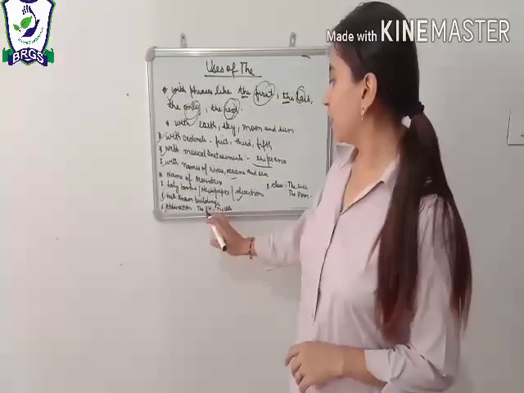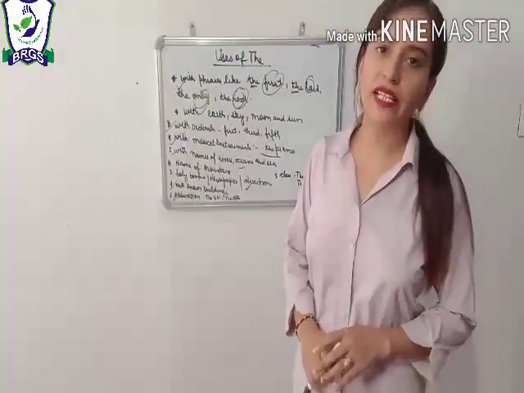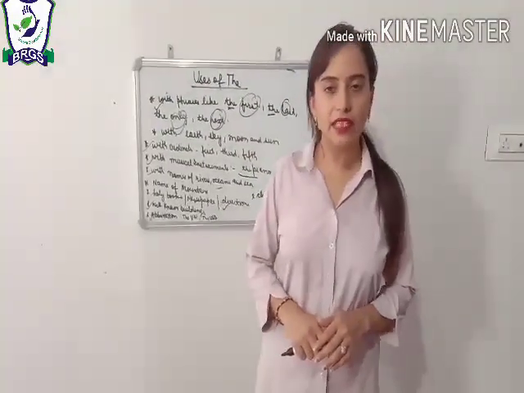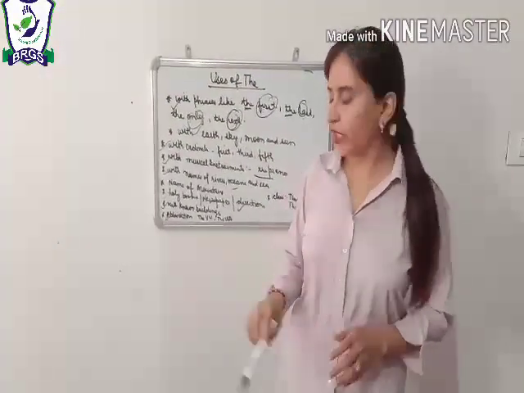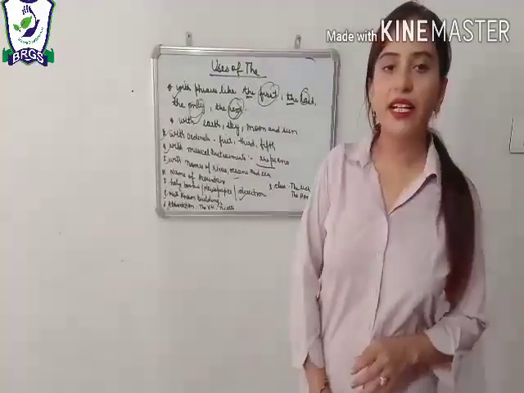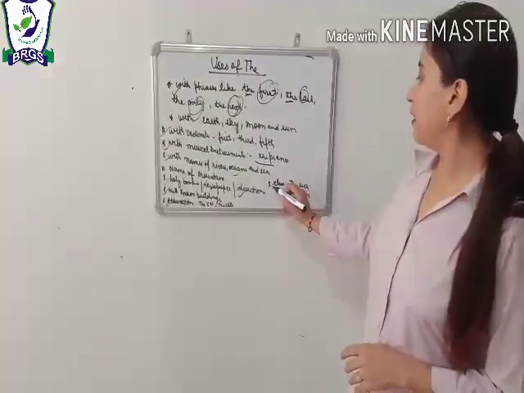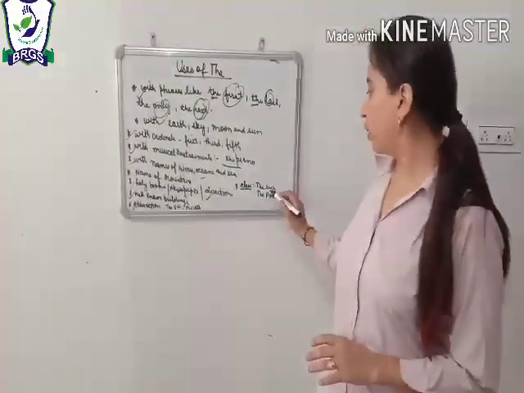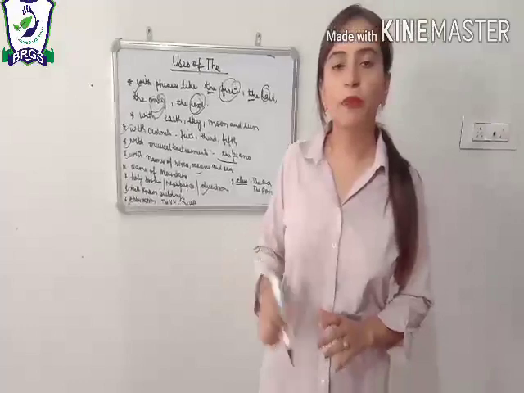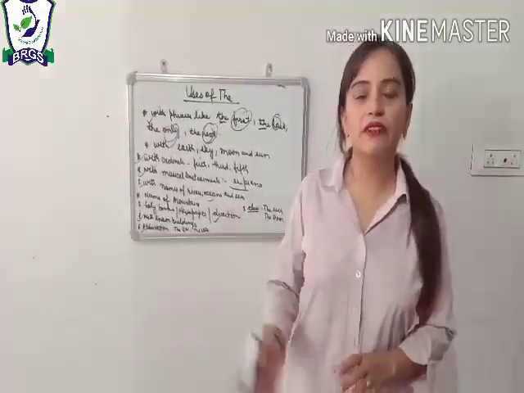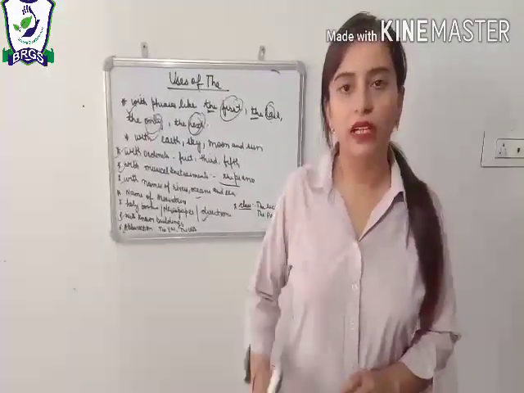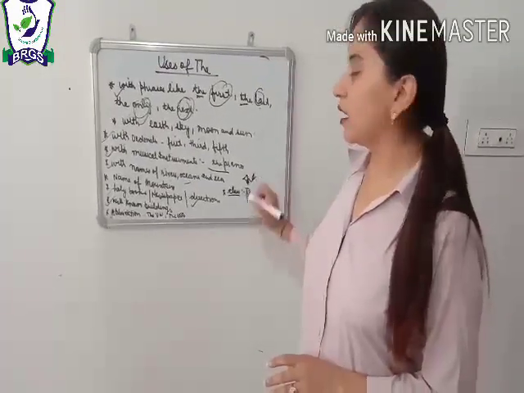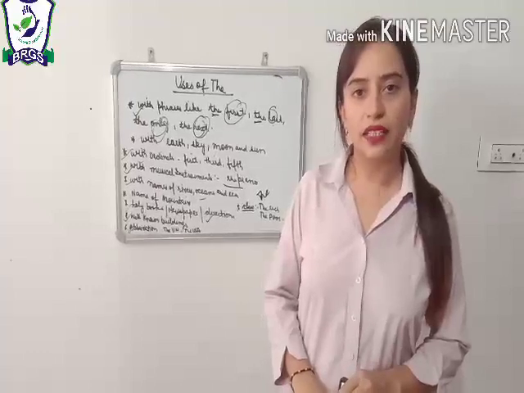For example, the UN, the USA. USA is United States of America. So the short form for United States of America is USA. So we are using the with abbreviations. And the last is with the class. Class is like poor or rich, the class of people. For example, if we are referring to the whole class of poor people, or the whole class of rich people, then we use the poor, the rich.